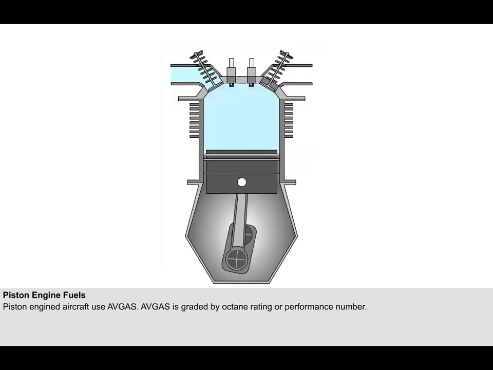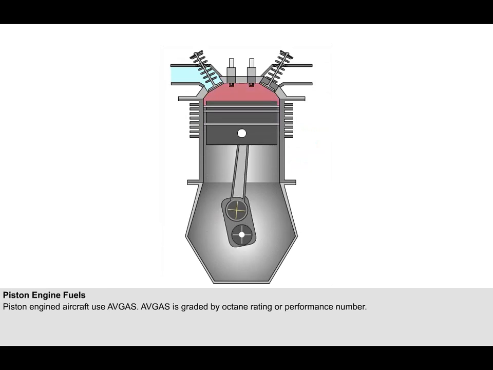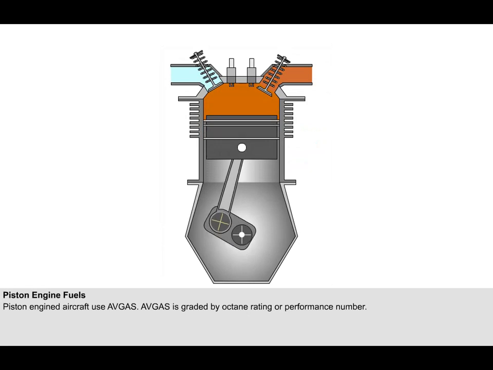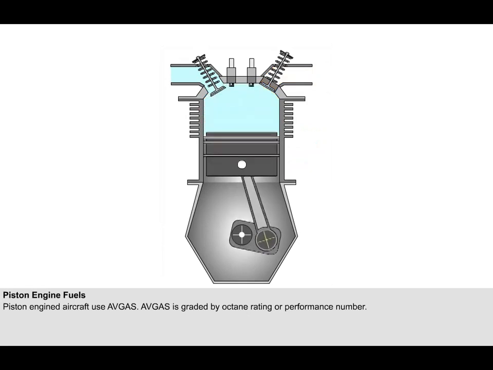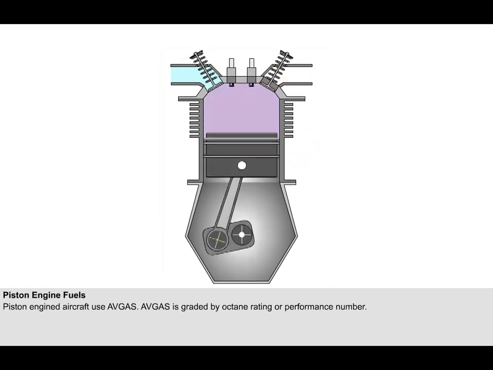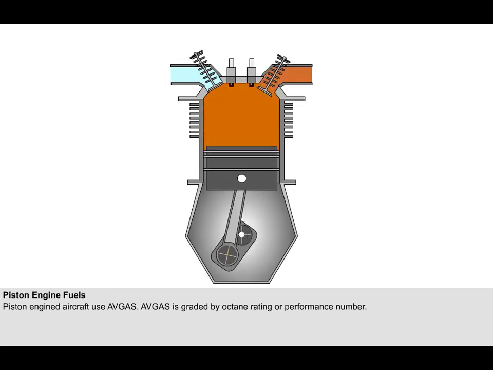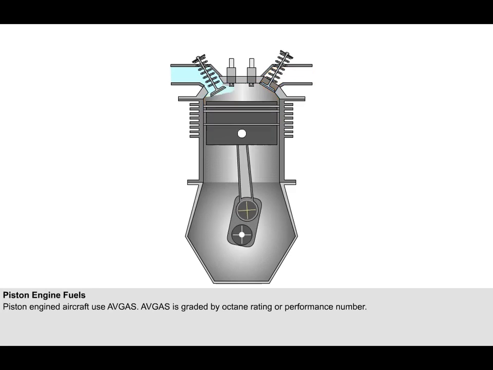Aviation gasoline is graded by octane rating or performance number. The octane rating or performance number of a fuel is a measure of the fuel's resistance to detonation when subjected to high temperature and pressure. Detonation and octane ratings are fully explained in later lessons.